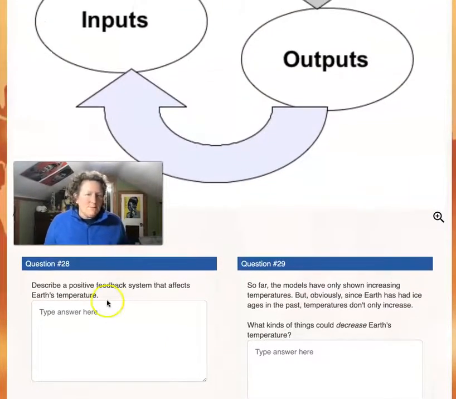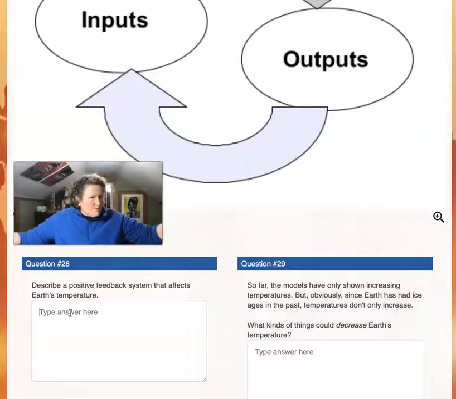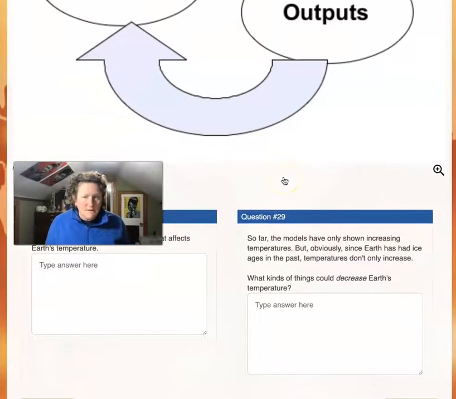Describe a positive feedback cycle that affects Earth's temperature. Well, one example is sea ice melting. When sea ice melts, there's nice dark blue water that absorbs heat. Hot water melts more ice, making more dark water available to absorb heat, which melts more ice, which makes more dark water, which melts more ice. That's a positive feedback cycle.